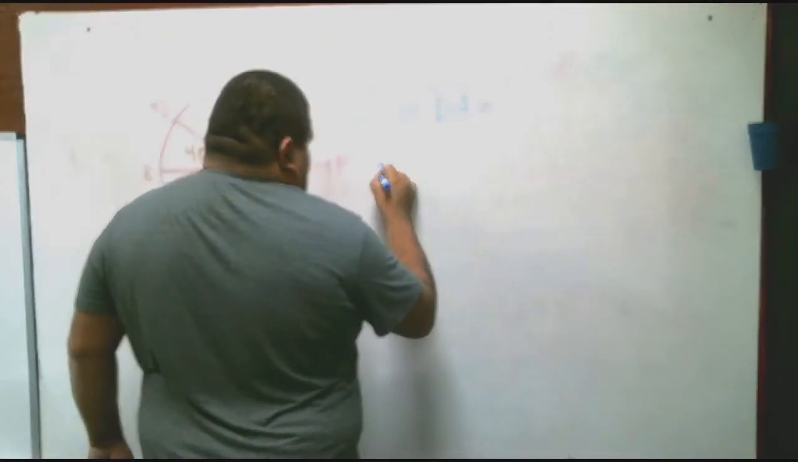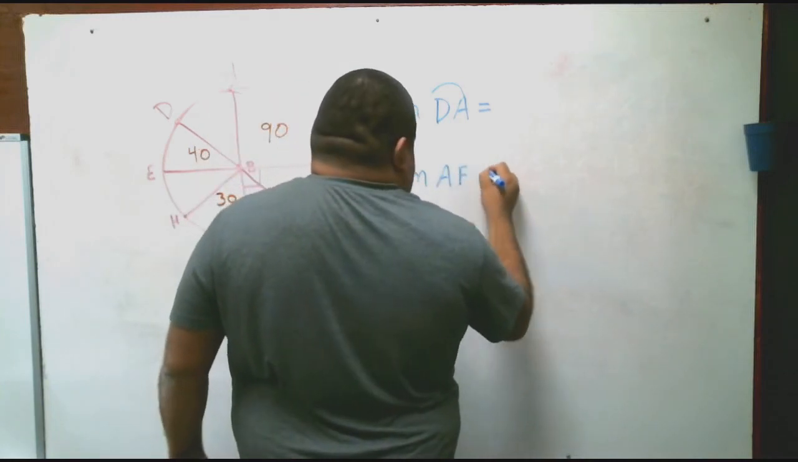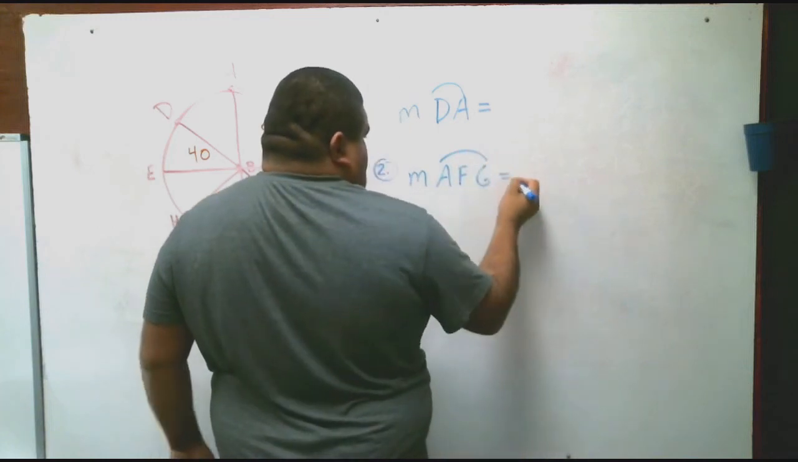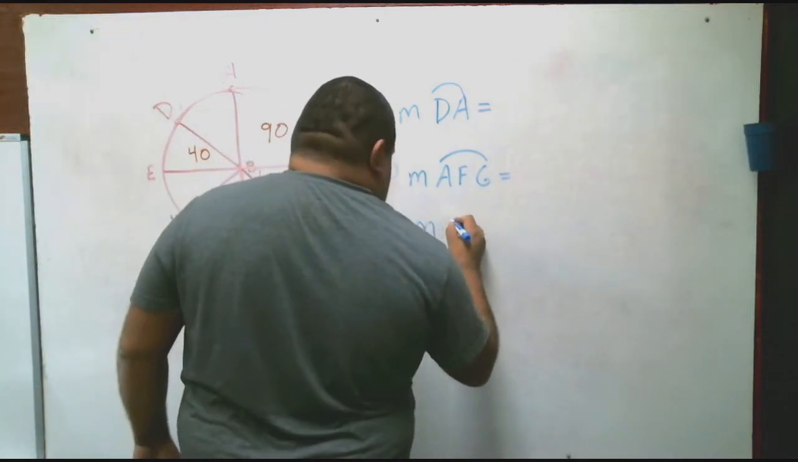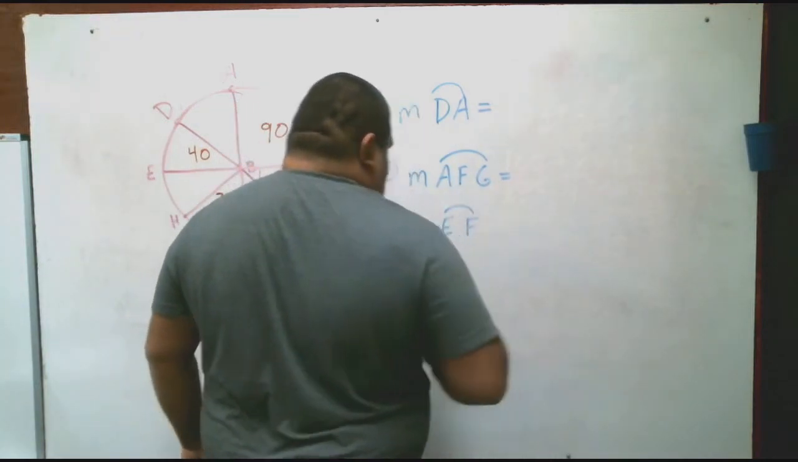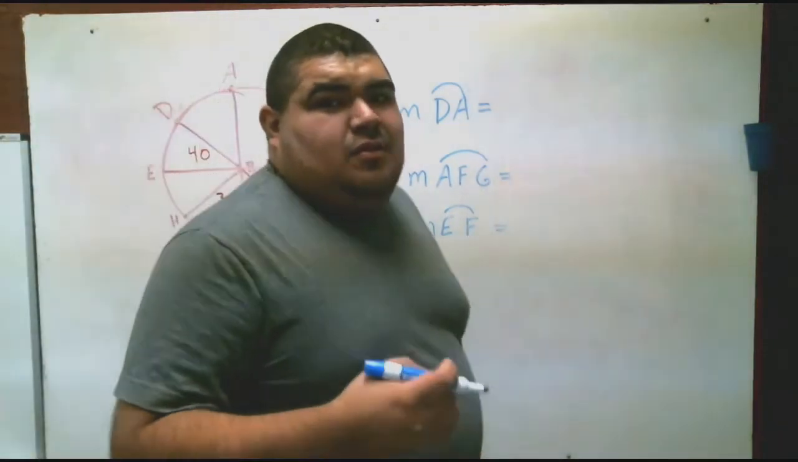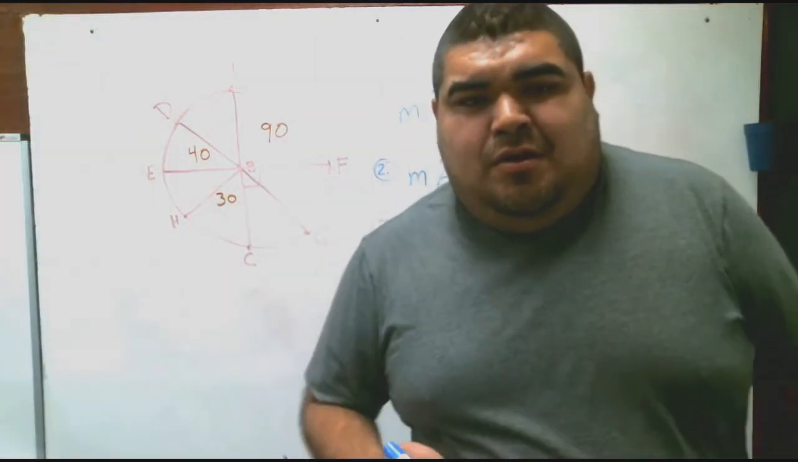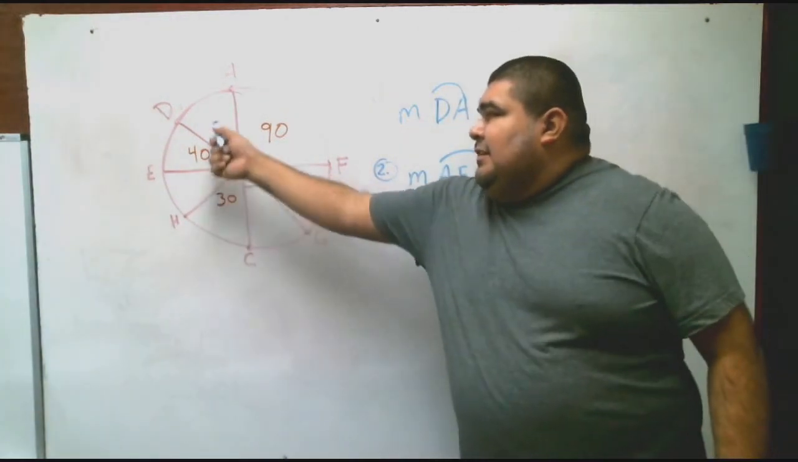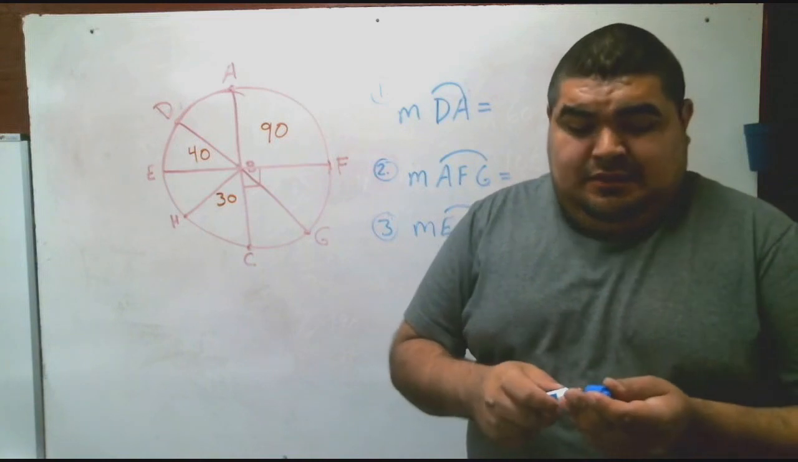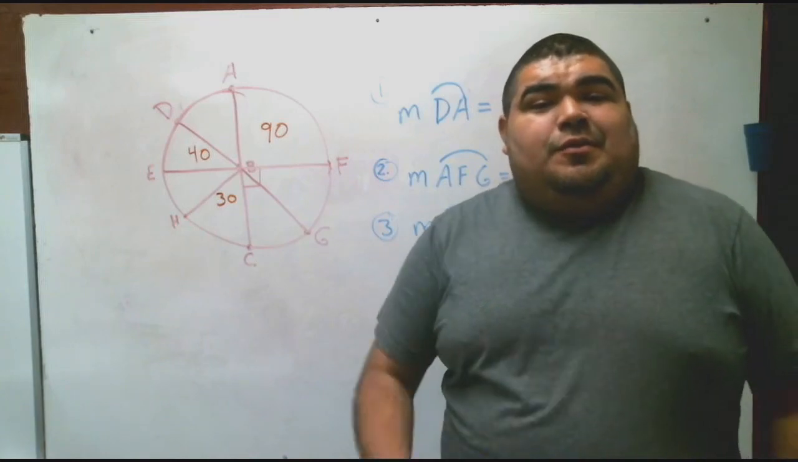Okay. Number 2, measurement AFG. What kind is it? And then number 3, measurement EF. Okay. What kind are they? Is it a semicircle, major arc, or a minor arc? Okay. For each one of these, and then also solve the insides of the circle. Okay. That's your assignment for today. Make sure you submit your answers as soon as you're done watching the video, and I'll be waiting for your email.